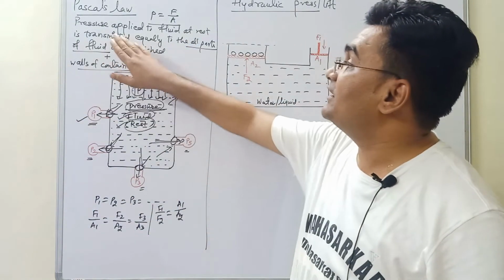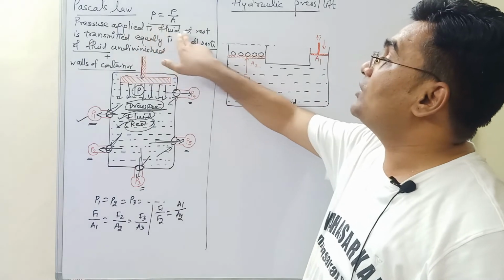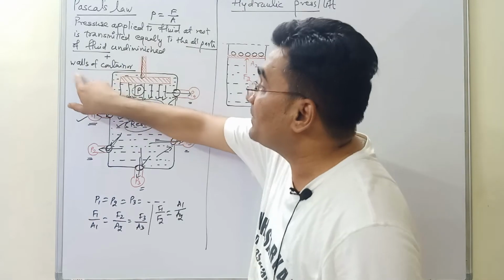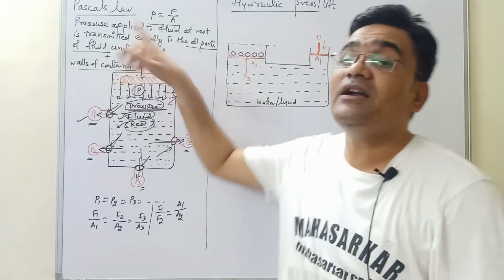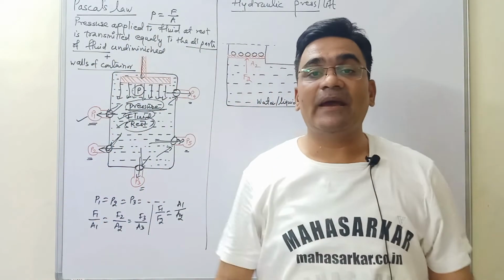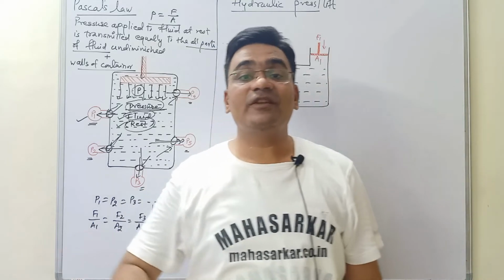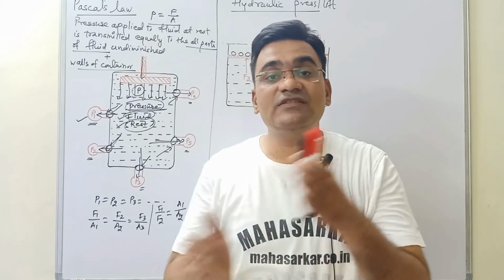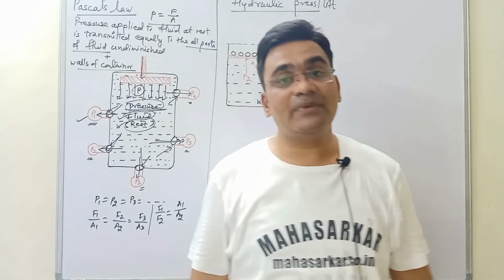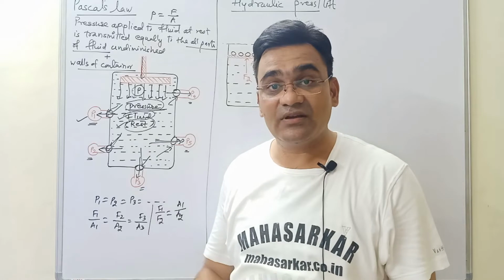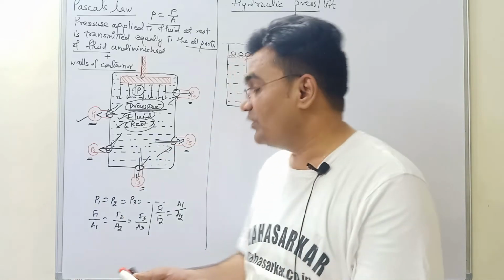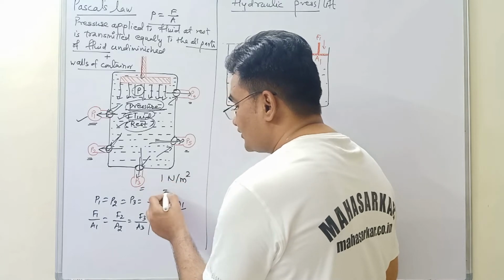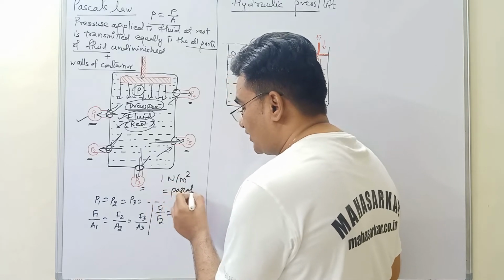So what we can say here: pressure applied to any part of a fluid which is at rest is transmitted equally to all parts of the fluid plus the wall of the container, and it is undiminished. So no decrease in the magnitude of pressure takes place, and this statement is called Pascal's law. Because of this invention, we have given the unit of pressure the name of Sir Pascal, as Pascal. Therefore, we write 1 Newton per meter square is equal to 1 Pascal.